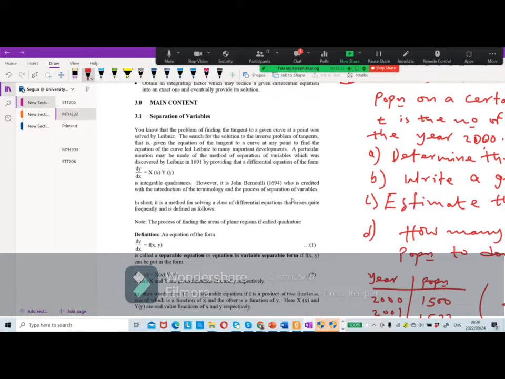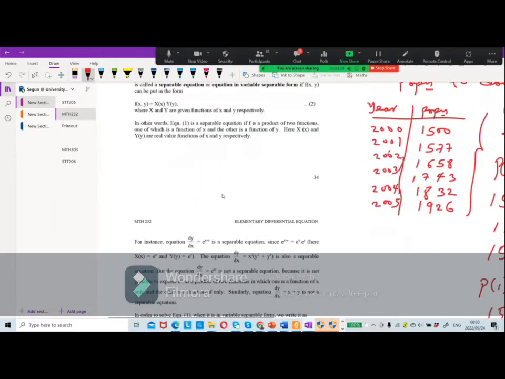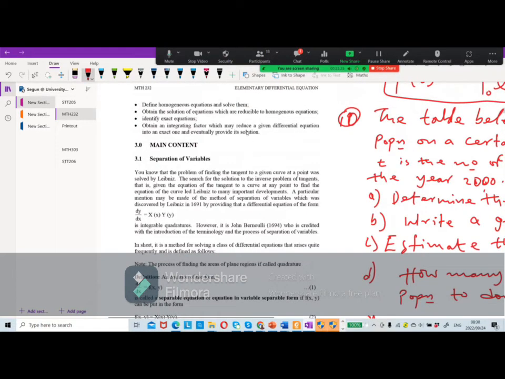However, it is John Bernoulli in 1694 who is credited with the introduction of the terminology and the process of separation of variables. In short, it is a method for solving a class of differential equations that arises quite frequently and is defined as follows. Note, the process of finding the areas of plane regions is called quadrature. Now, the definition.